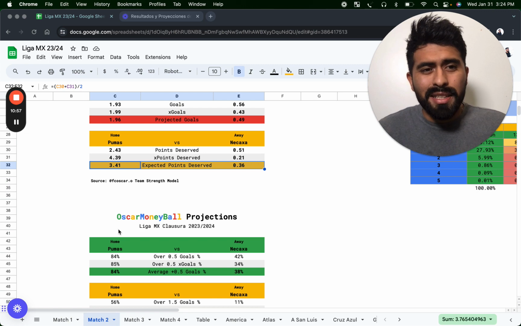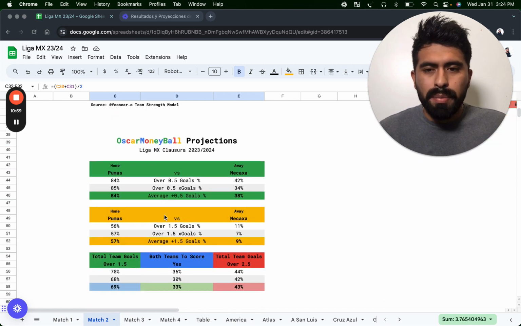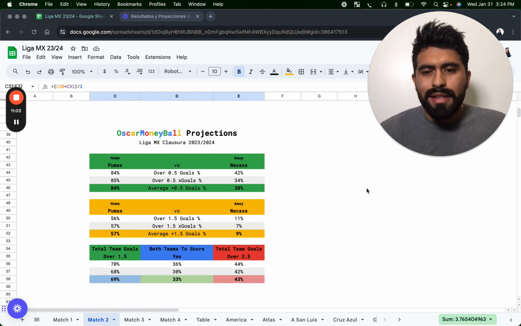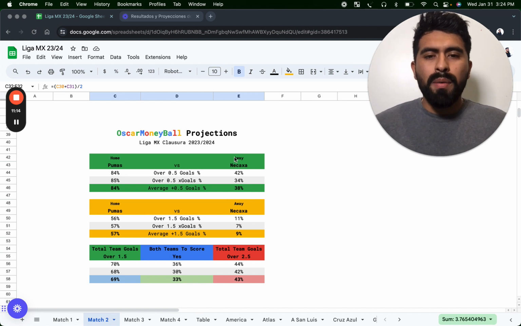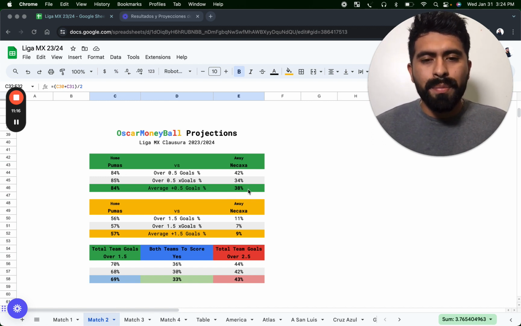I know that doesn't make sense, but we'll see how that game plays out. Again, this is just a match simulator. For those that like to bet, these are the percentages of over 0.5 goals. Pumas has 84% to score. As I said, they are very solid at scoring at home. Meanwhile, Necaxa's away form gives them a 38% to score over 0.5 goals this match.